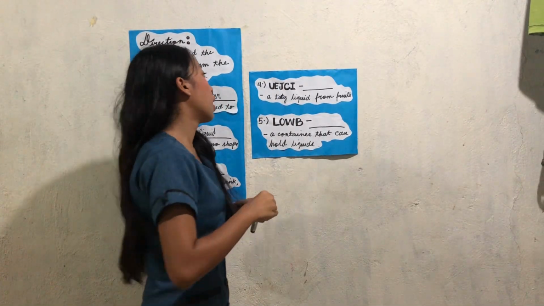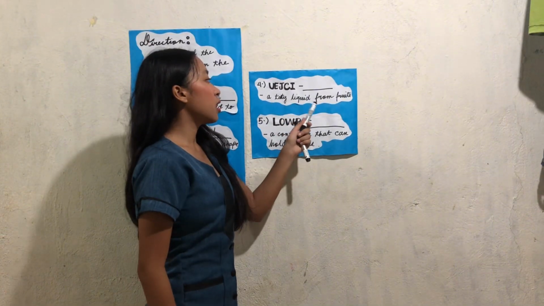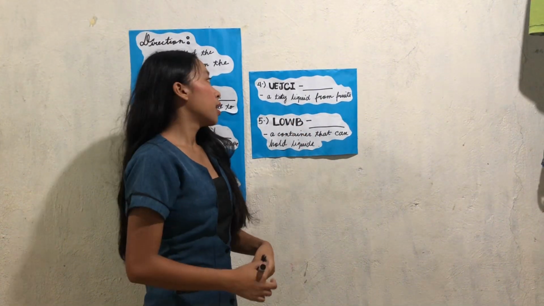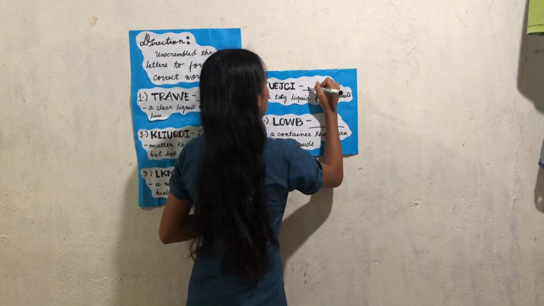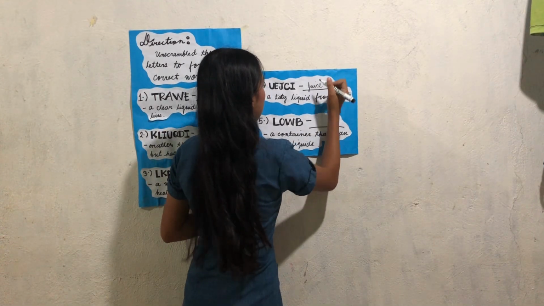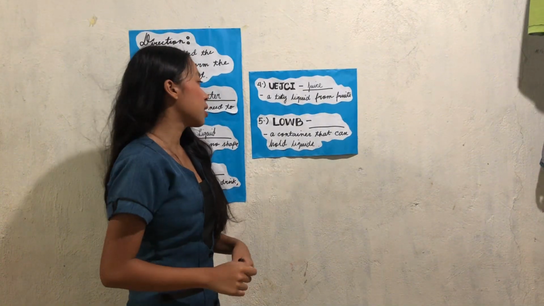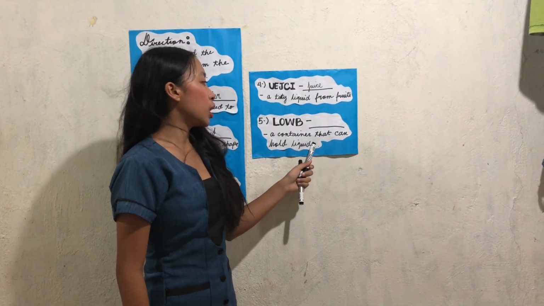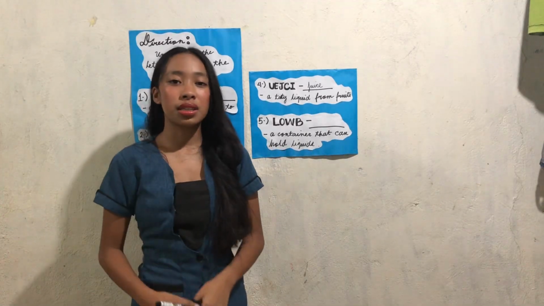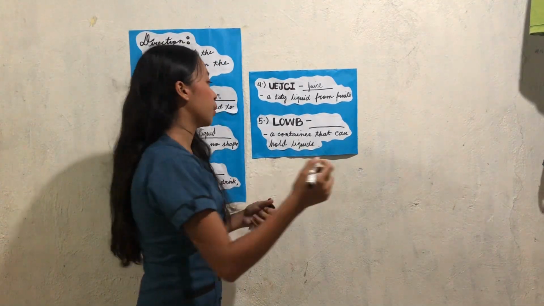Number 4, U-E-J-C-I. A tasty liquid from fruits. It is juice. Okay, very good. Number 5, last but not the least, is L-O-W-B. A container that can hold liquids. It is a, what do you think? A bowl. Okay.